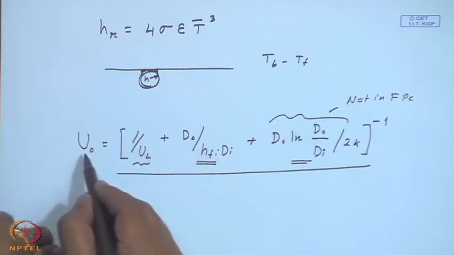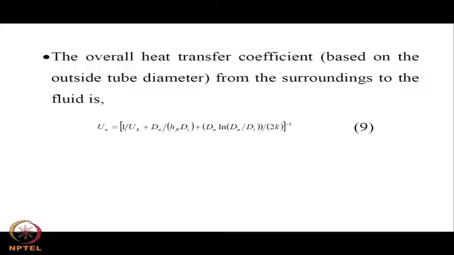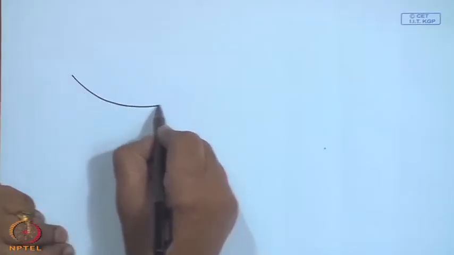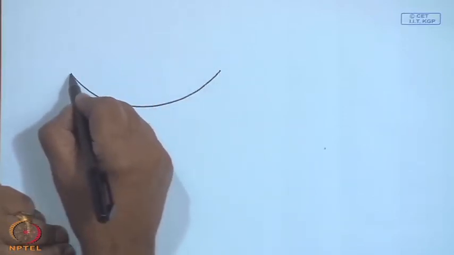So, basically it is the resistance from the fluid to the ambient, and this is the resistance from the receiver tube to the ambient. In fact, F dashed we have defined as 1 upon UL upon 1 upon U naught, right. So, that will be useful in calculating your collector efficiency factor also. So, if we try to make a thermal analysis for the linear concentrator, for ease of representation I will show it horizontally.